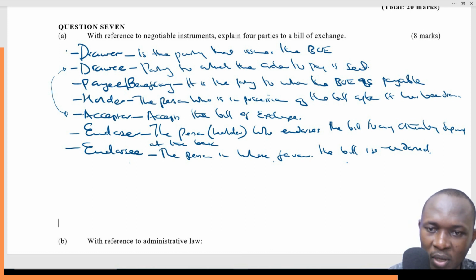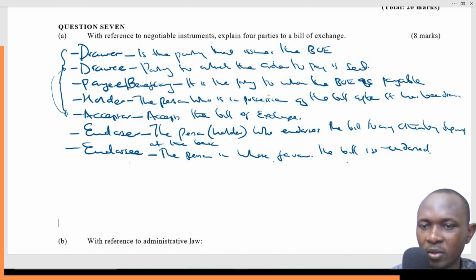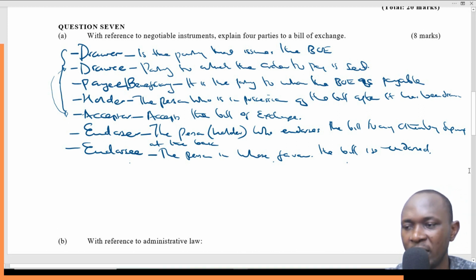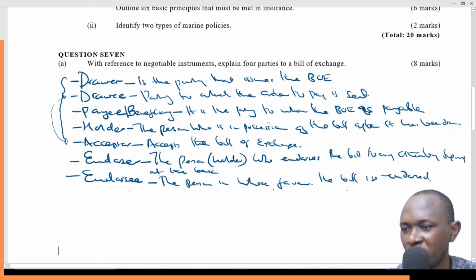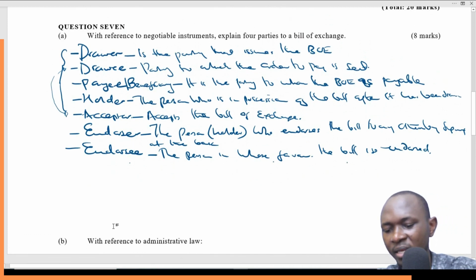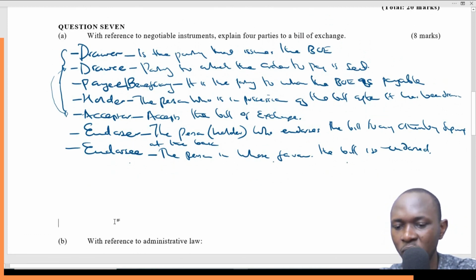But the most common ones are these 5. So this question is interested in only 4 parties to the bill of exchange. So you can pick any of these. These are 8. Just pick any 4 from the 8 and you'll be good to go.